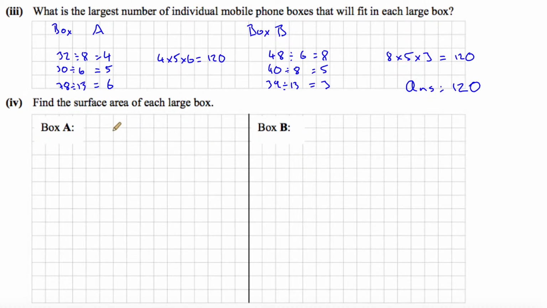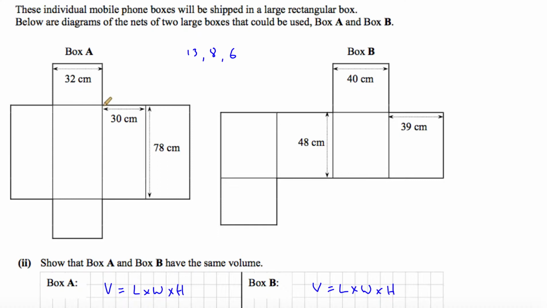Okay, part 4 says find the surface area of each large box. Okay, the surface area. So for box A, for this one here, the sides will be 32 by 30. This one here will be the same. This one here will be 78 by 30, as will this one here. This middle one here will be 32 by 78, and this one here will be the same, 32 by 78.